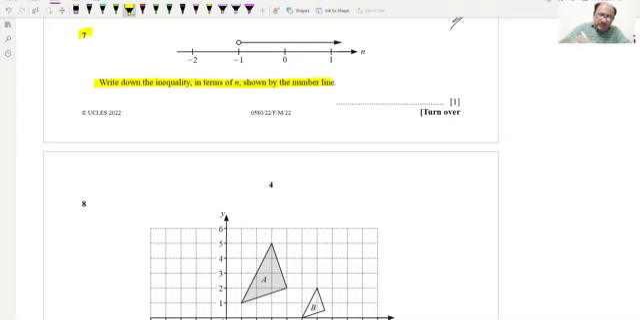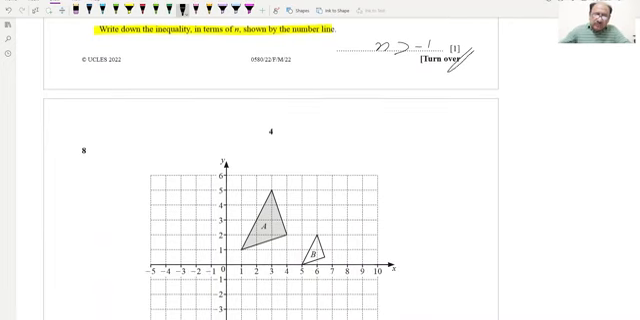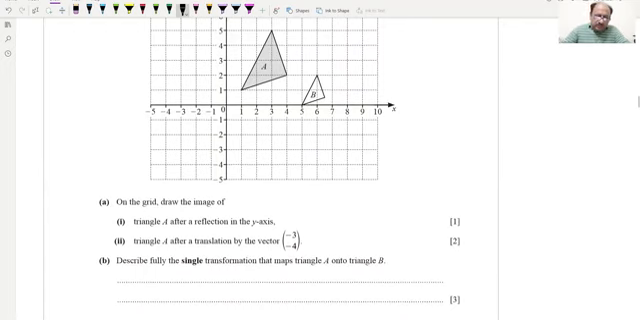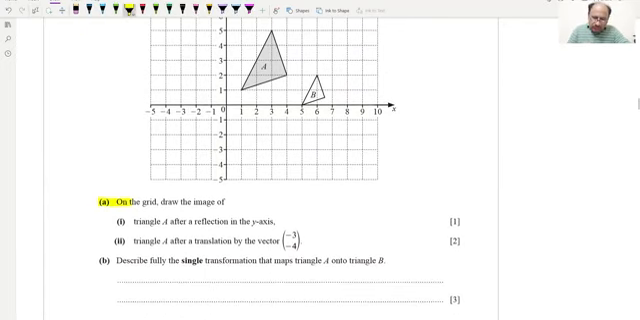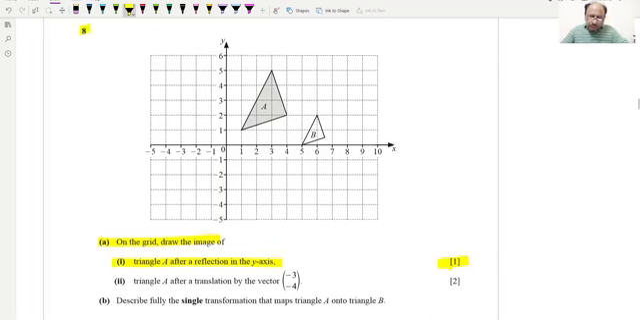So n is greater than 1, n is greater than 1 minus 1. We will not be writing the equal to sign because this is an unfilled circle. So this is a 1 mark question which we are done. Next, question number 8. Question number 8 is a transformation question. They are saying on the grid draw the image of triangle A after reflection in y is equal to x, and this is a 1 mark question.